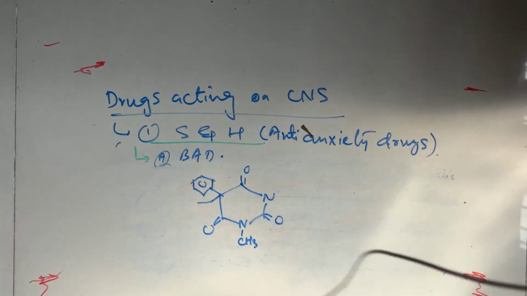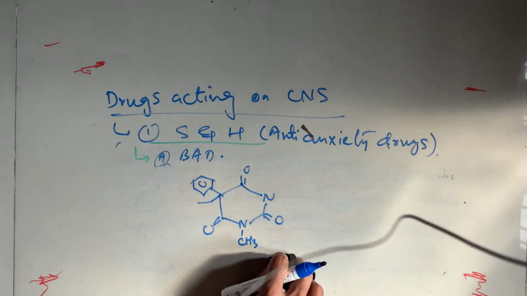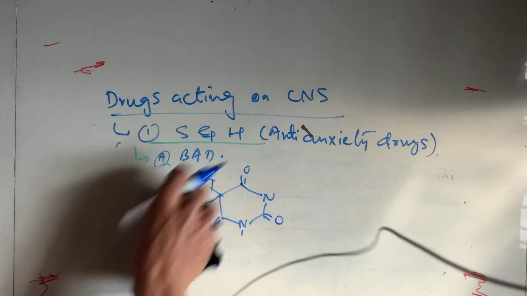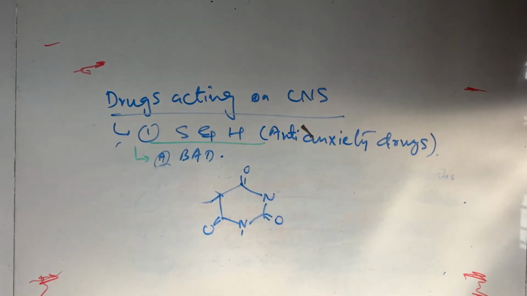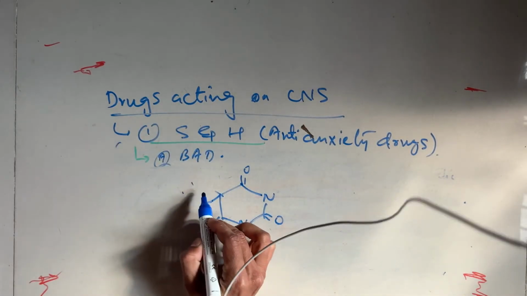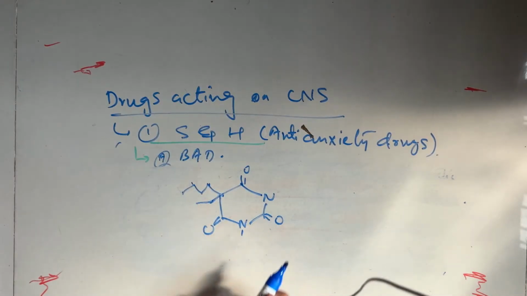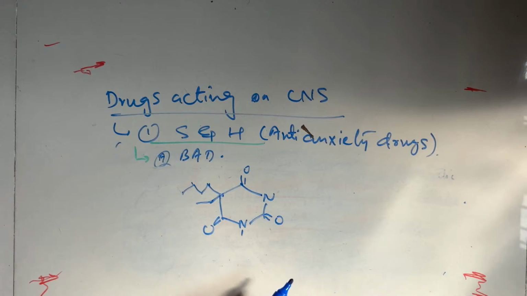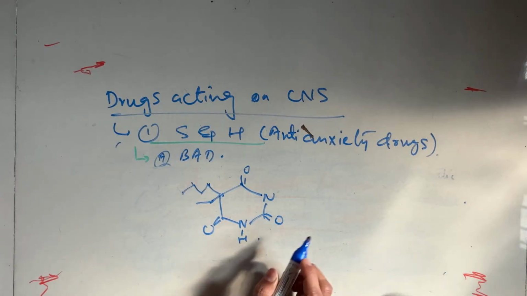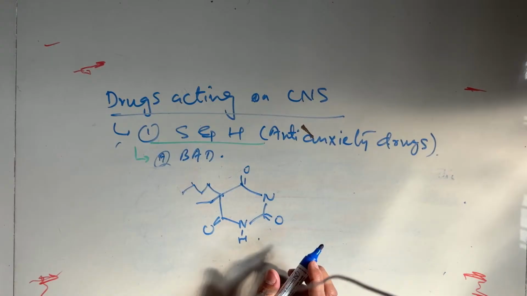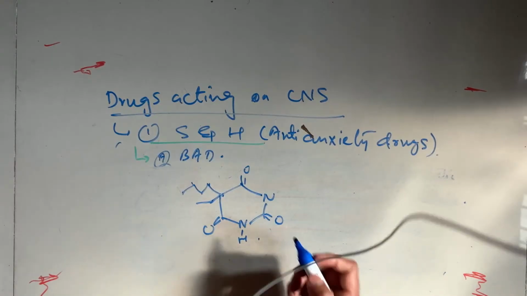Then intermediate acting. What are the intermediate acting barbituric acid derivatives? They are amobarbital and allobarbital. Amobarbital is also called amylobarbital. In amobarbital you will see 1, 2, 3, 4, 5 carbons, along with one ethyl group, and after that hydrogen will be there. That is called amylobarbital, also called amobarbital.